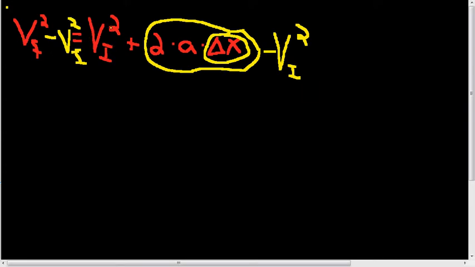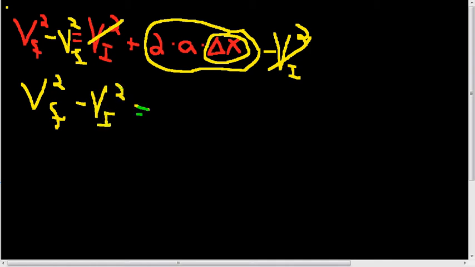We have vi squared minus vi squared. They cancel out and they become 0. What we have left, vf squared minus vi squared equals 2a delta x. 2 times a, make sure this looks like a times, not a subtraction, and delta x.